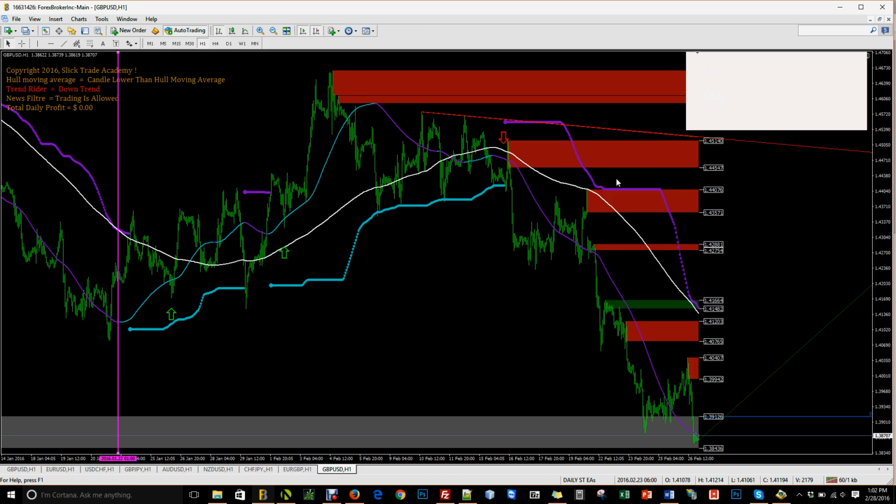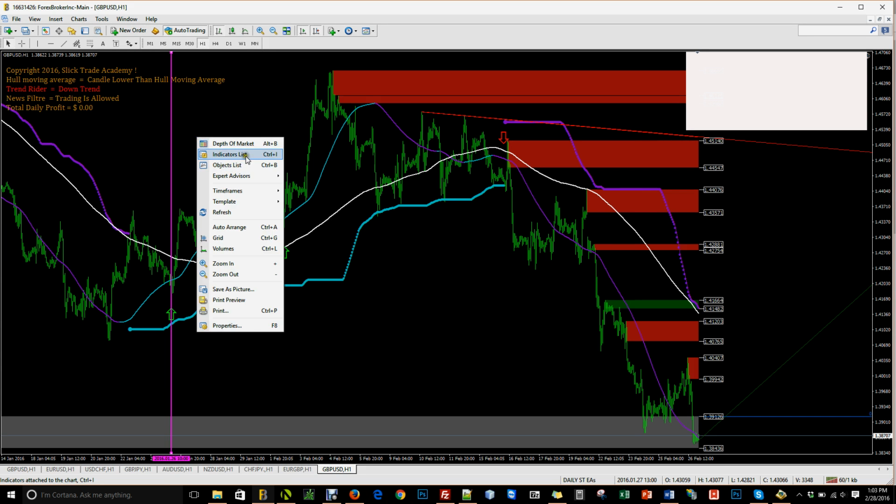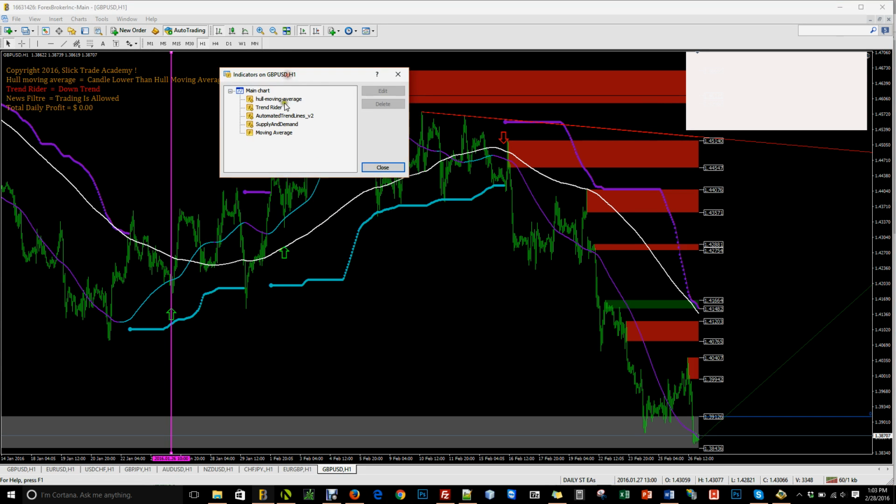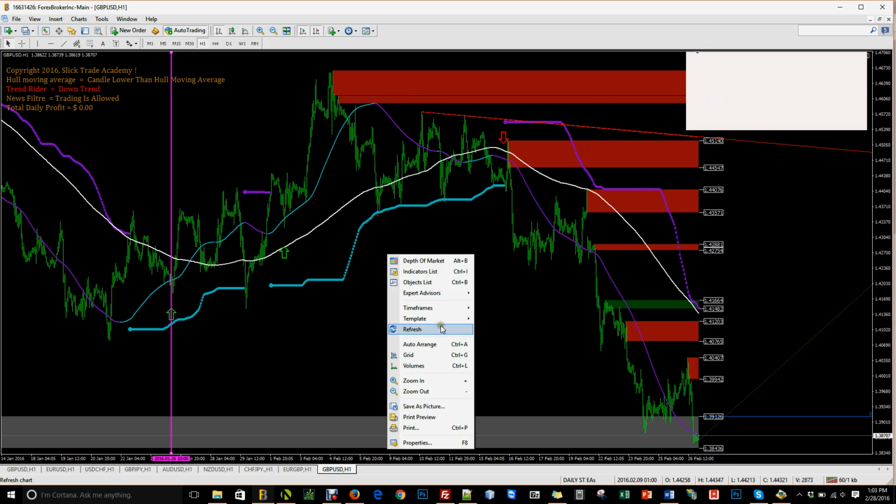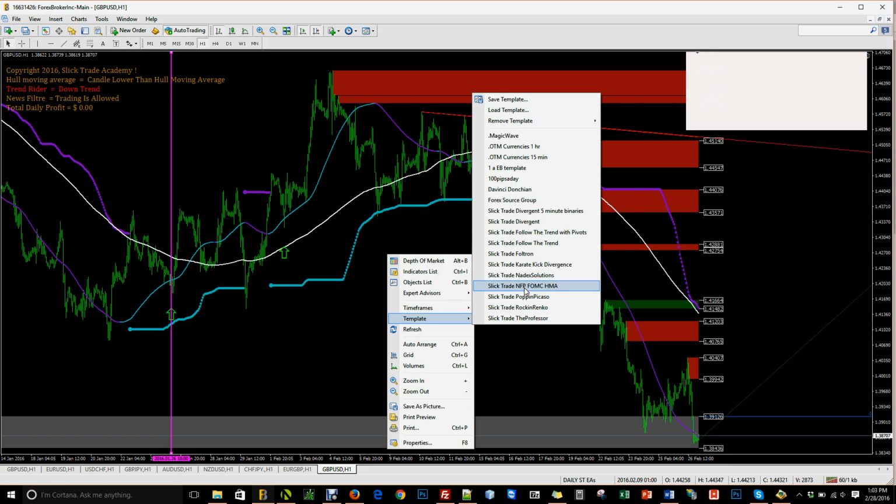I'm going to show you a few entries. First of all, our indicators. You have the setup, the template and everything to install into your MetaTrader 4. Once you have that in there, you should be able to just right-click and load up template, Slick Trade the Professor.